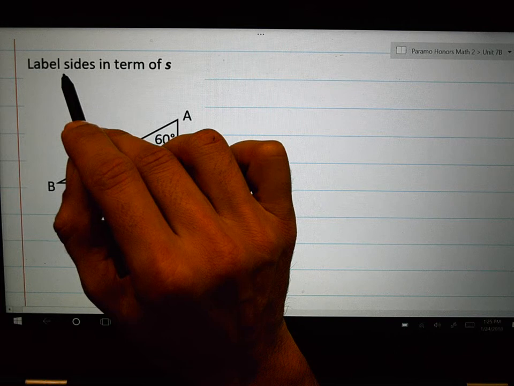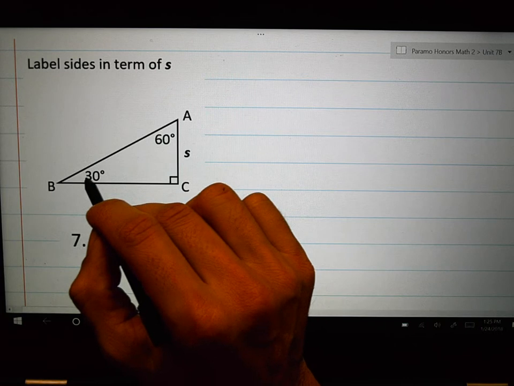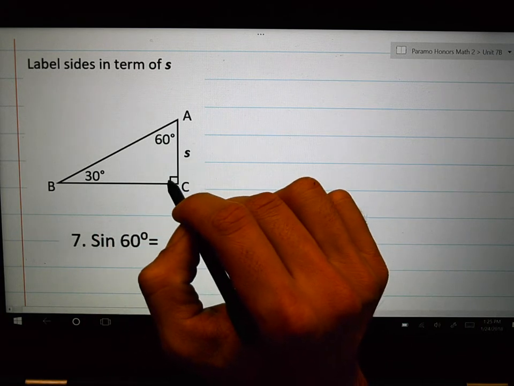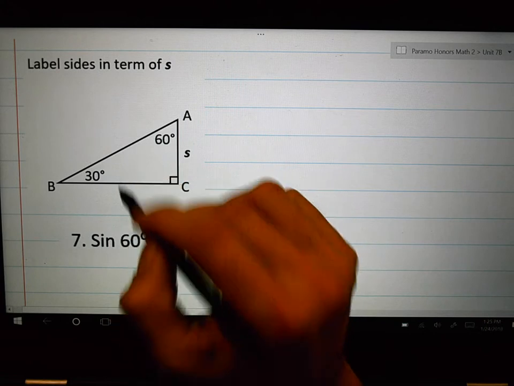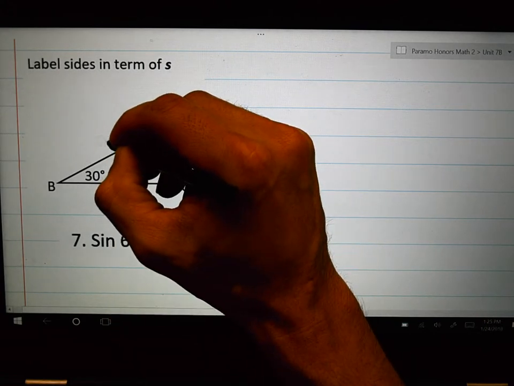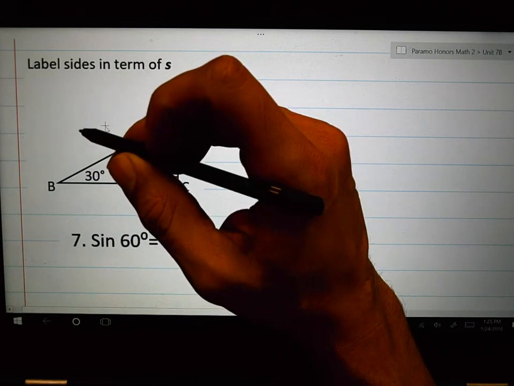First thing it says for me to do, label the sides in terms of S. We learned shortcuts last time. What were the shortcuts? Across from the 30 was S. Across from the 90, hopefully you remember, was? Say it out loud. I hope you said 2S.